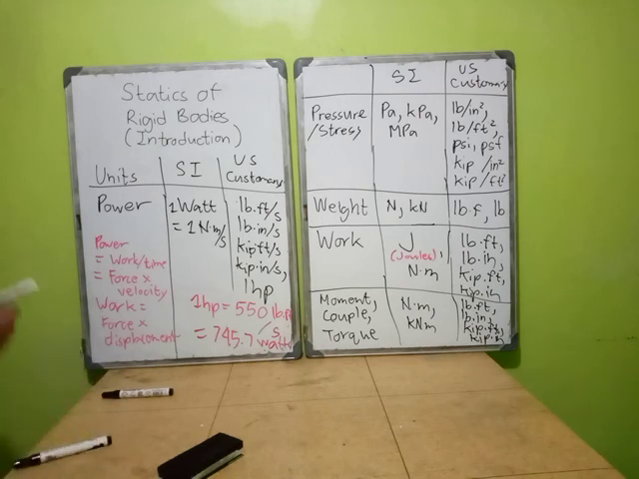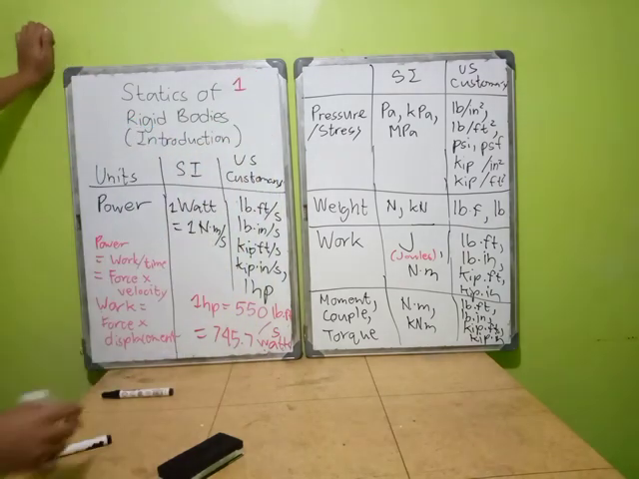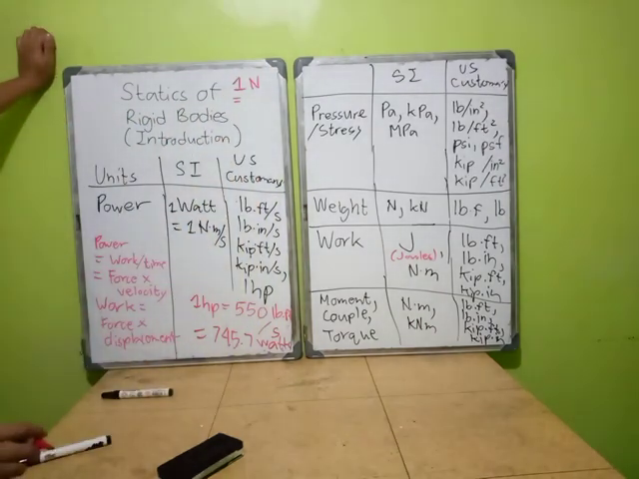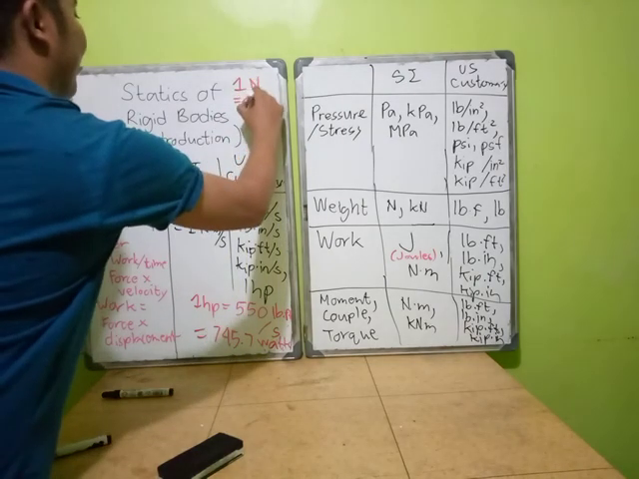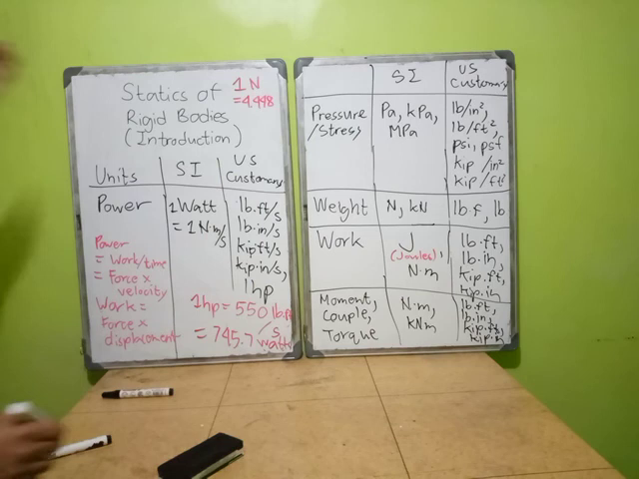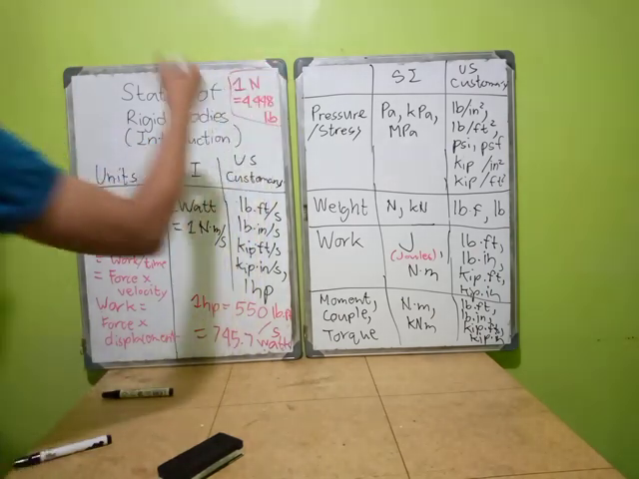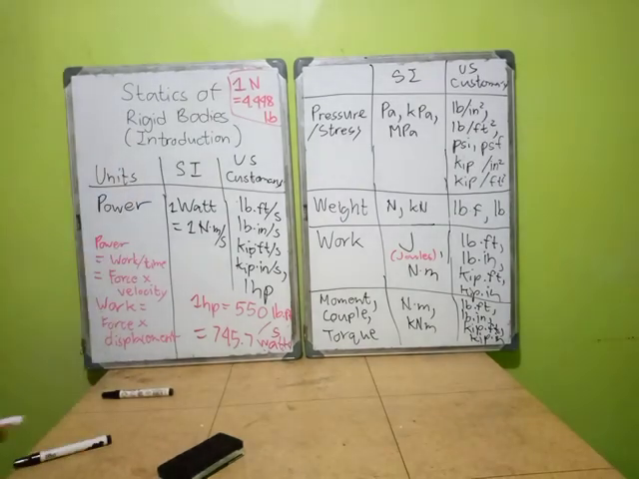So, meron pa akong isang kwan. So, please remember that 1 Newton is equivalent to 4, okay, pounds. Okay? So please don't forget this conversion, okay? So these are the units, okay? So these are the units that to be used in our subject matter, okay? So for statics of rigid bodies, okay? So ito yung mga units na gagamitin natin, whether as standard international or US customary.